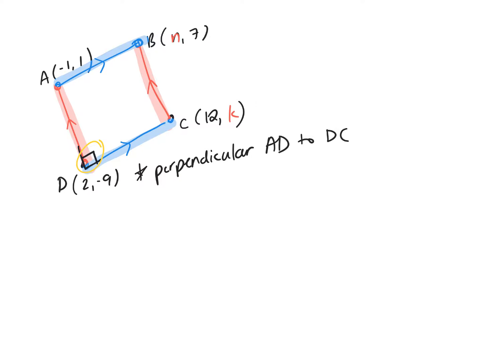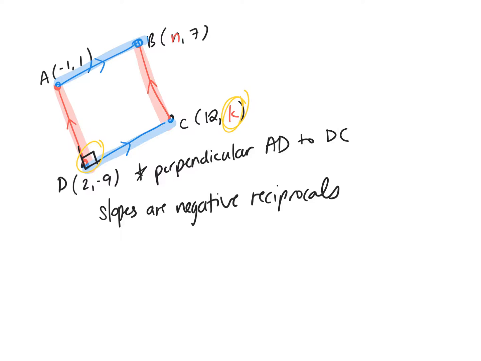So we're trying to find the value of k. What do you know about the two lines if they are perpendicular? The slopes are negative reciprocals. So what do we have to find? Let's start by finding the slope of what? Can you find the slope of DC? Yes or no? No, because we don't know this coordinate. So what are we going to start by finding? The slope of AD.